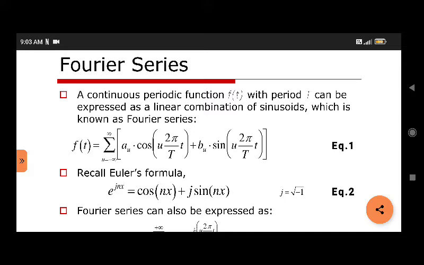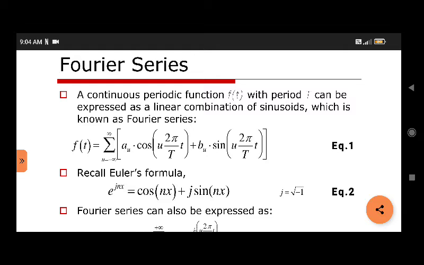Okay, so these two terms are very important: one is continuous and the second one is periodic. If it is non-periodic, then it never repeats its pattern, but if it is periodic, then it repeats the pattern after some constant time. So this signal is a continuous periodic function f(t) with the period T. After this period capital T, this waveform gets repeated.